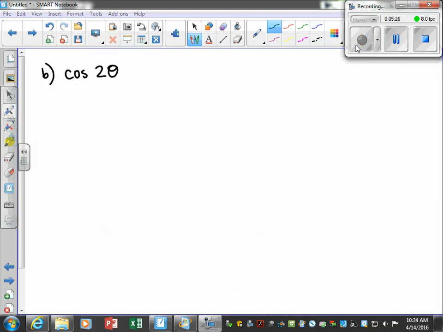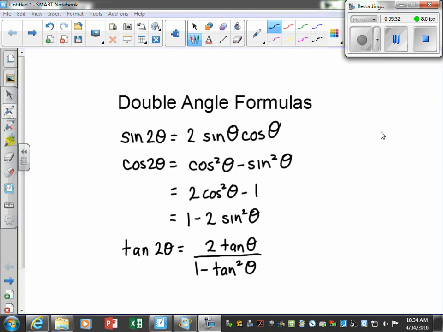All right, let's move on to part B, which is cosine of 2 theta. Now for part B, we're going to choose to use this third formula. And why do you think that might be a wise decision? Think back to what was the given information in our problem. What was given? The sine value.